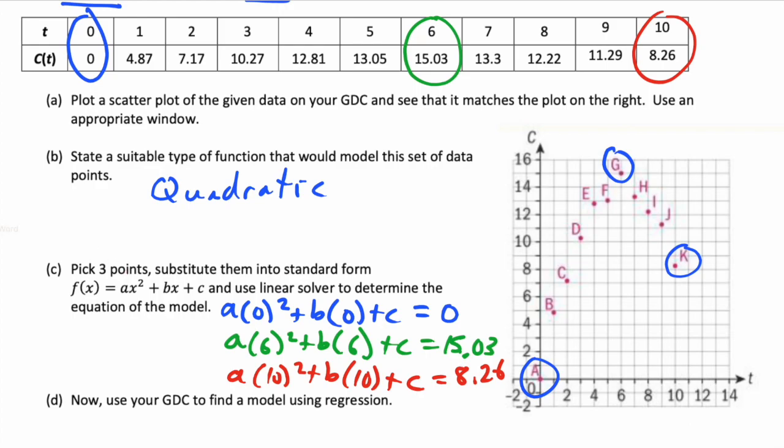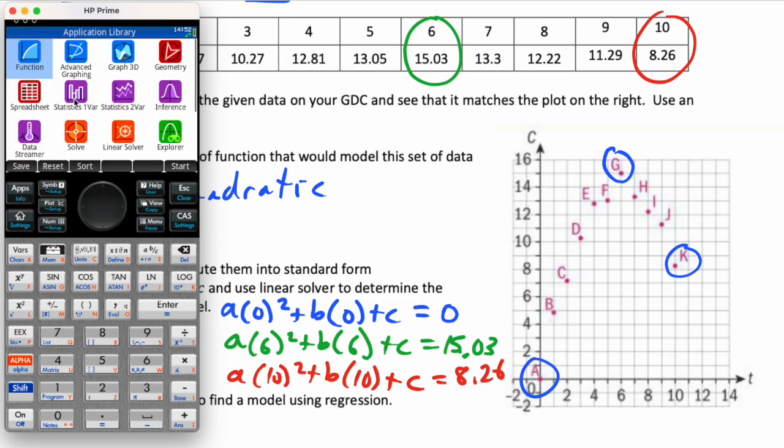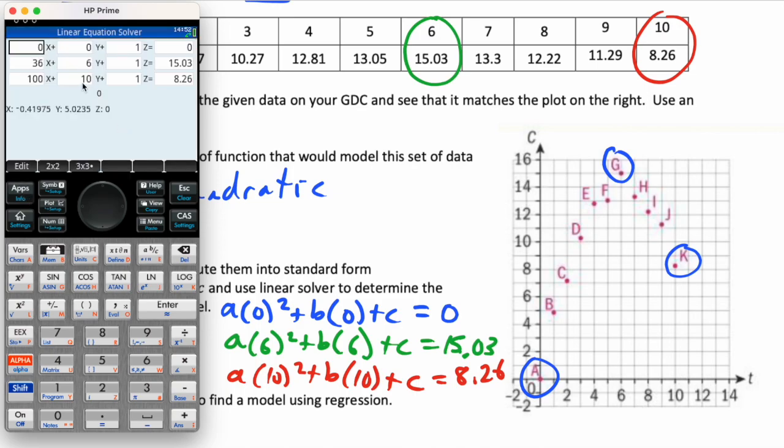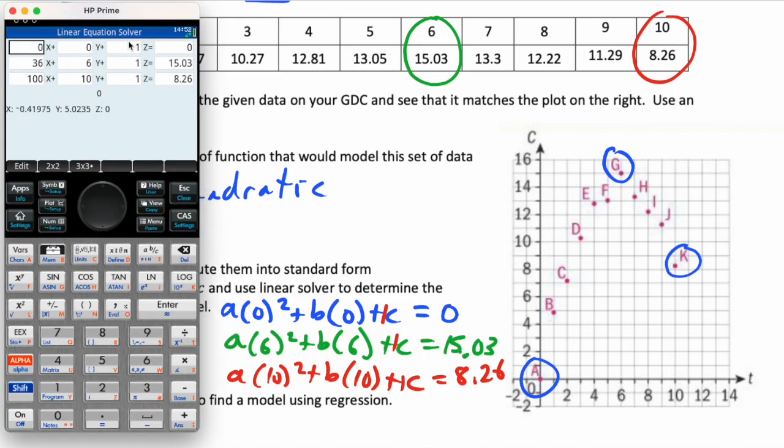And we can figure out the A, the B, and the C by using our calculator. Let's go to linear solver and type in the coefficients. In front of C, in every one of them, there's a 1, right? 1C. So you can put in a 1 for all of those. You can literally type in 6 squared, or you can work it out in advance. You type in 6 squared and 10 squared, you get their values. So if everything is in there correctly, you'll get the A value, the B value, and the C value.